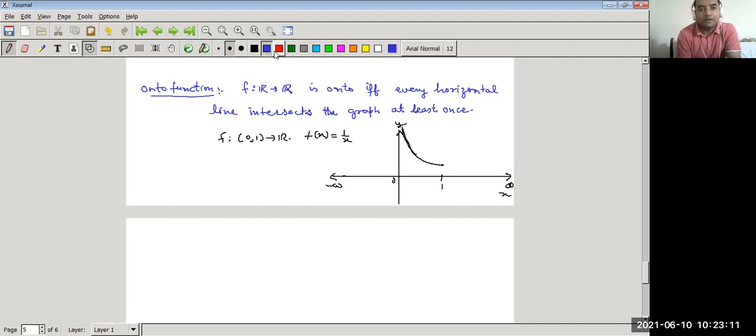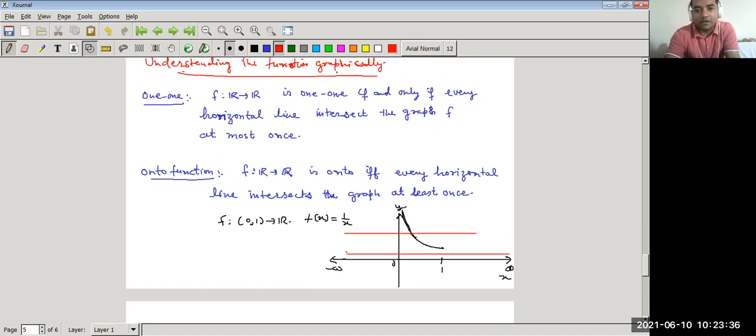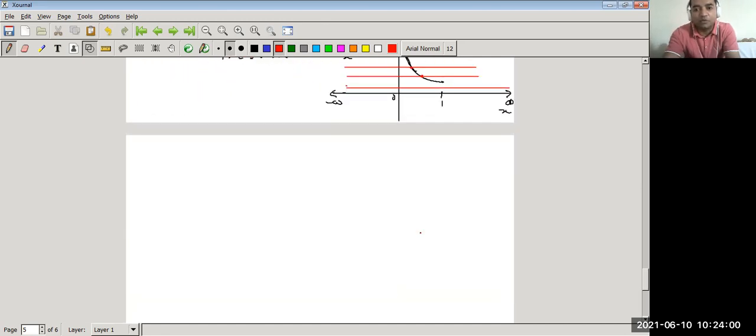So if we take any horizontal line, horizontal meaning parallel to the x-axis, draw any line parallel to the x-axis, it cuts the graph only once. At most once, it may not cut at all; see here, if I draw from here, it does not cut. The word at most is used here: the horizontal line intersects the graph at most once. If it does not, that is okay, but if it cuts more than once, then it is not one-one. So if we take another horizontal line, again we can see it intersects the graph at most once. So this function is one-one and we have already proved this.